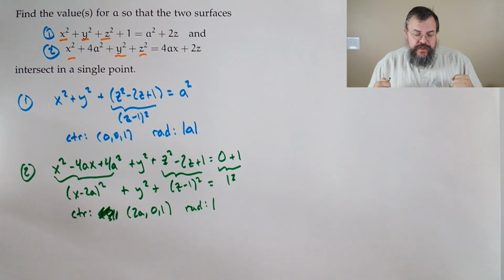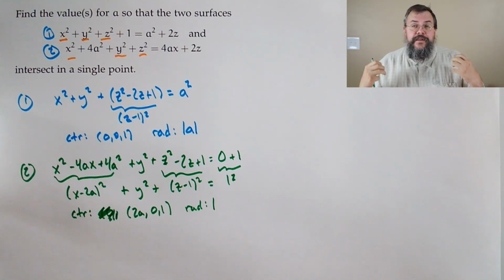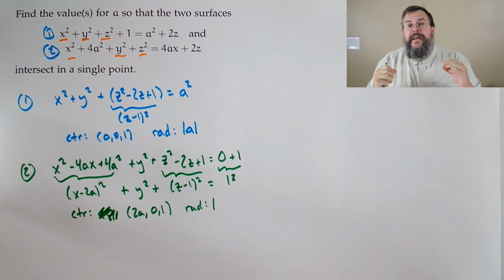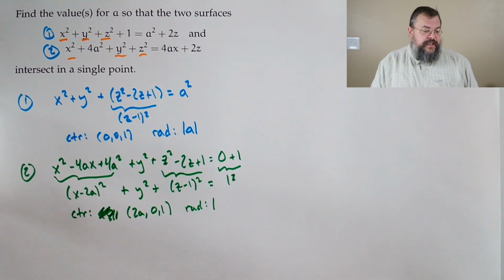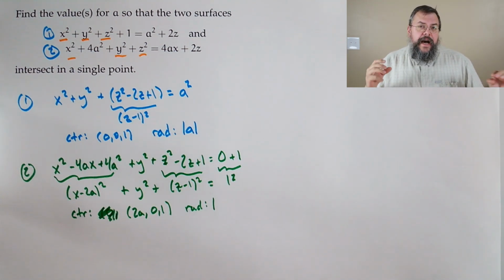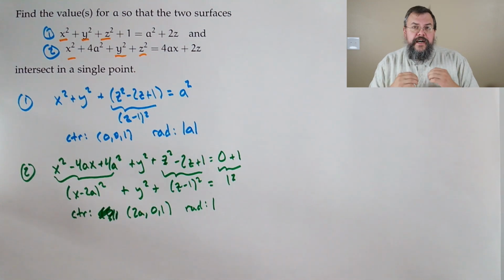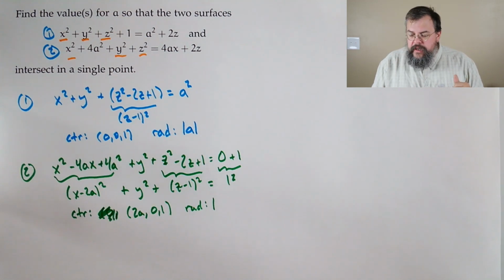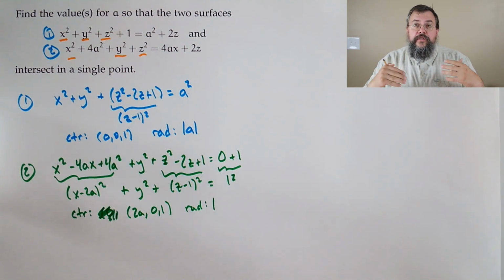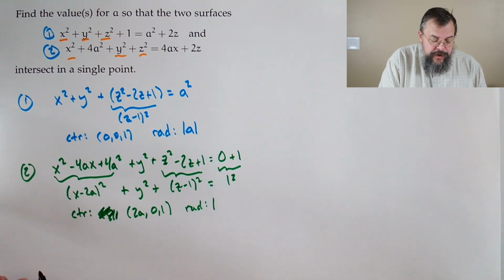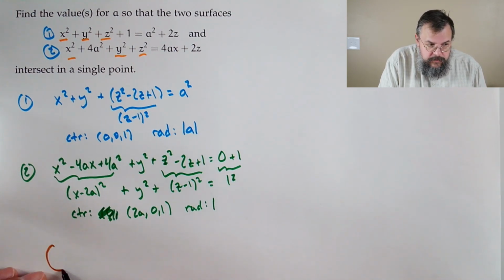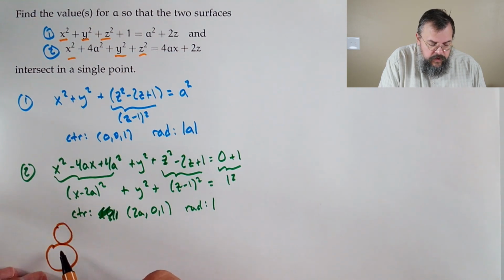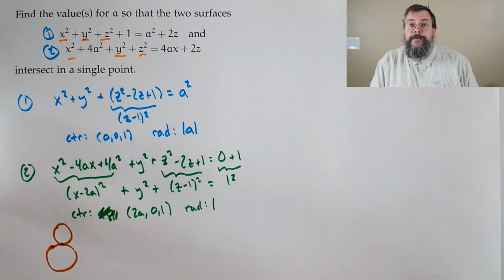Now we have to ask the question, okay, we want them to intersect in a single point, which means they have to overlap, but just barely. They're just barely touching. So the question becomes, how is it possible for two spheres to touch at one point? Well, one way to do it is you can think of it as a snowman type configuration, where you have one sphere and then another sphere. And then they just barely touch.